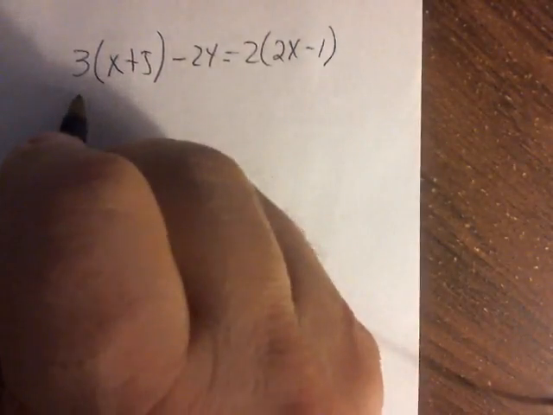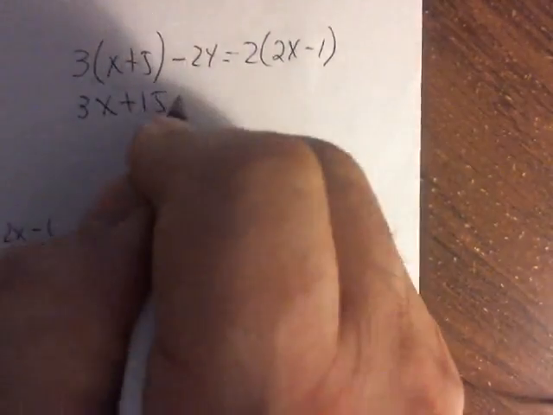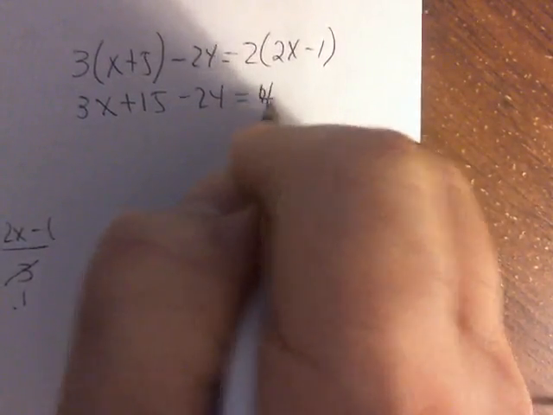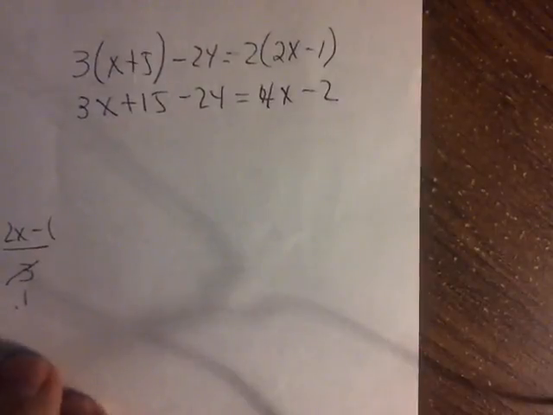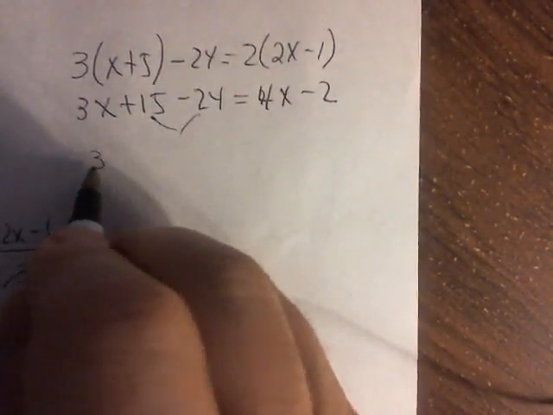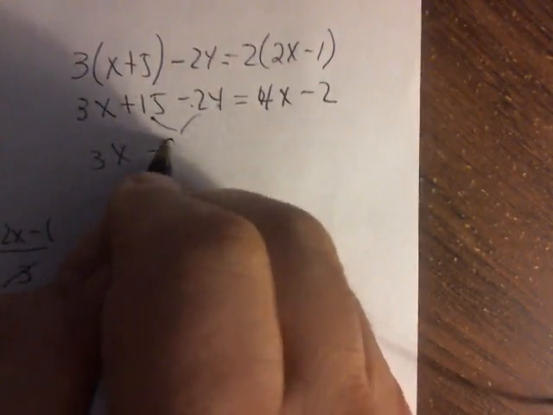So I go back to step 2, simplify both sides. I distribute the 3. I distribute the 2. Combine like terms here. 15 minus 24 is negative 9.